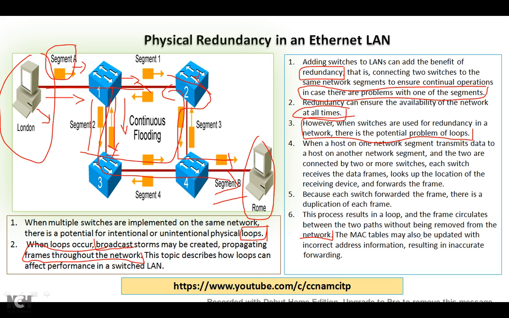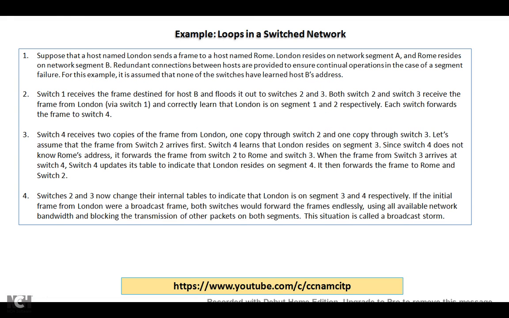The MAC address table may also be updated with incorrect address information, resulting in inaccurate forwarding. The same thing will happen because once this switch receives the data from this side and this side, it will receive the same data from both ports. So some problem may occur here in the MAC address table. We will see one example to understand it in a better way.